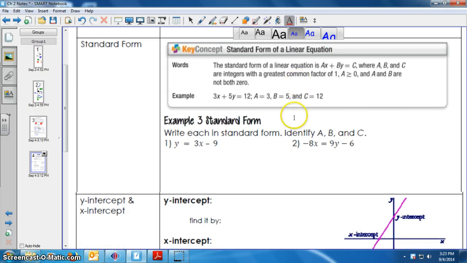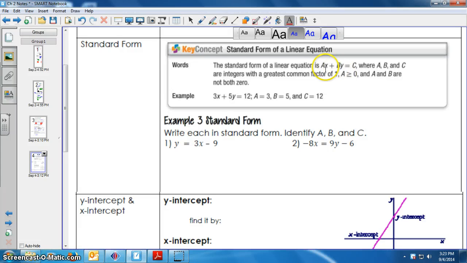Standard form. So standard form is written in, think of ABC. So A goes with our X, B goes with our Y, C is our constant, or just our number. So what we want are integers with the greatest common factor of 1. So like you can't divide every single term by a same number to reduce it. So they should all be kind of in reduced form.